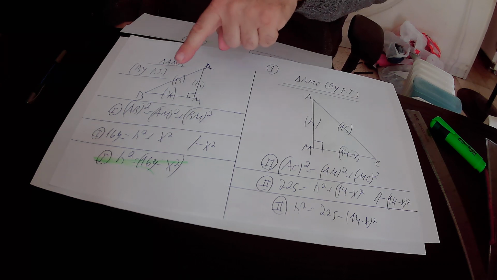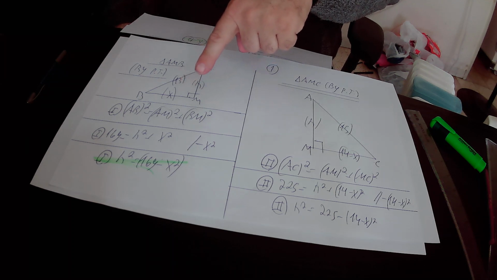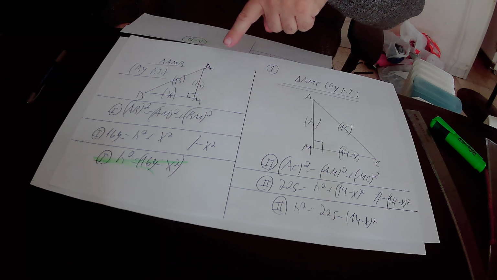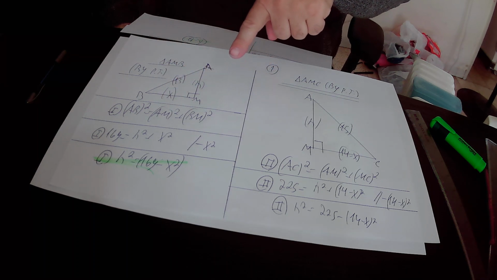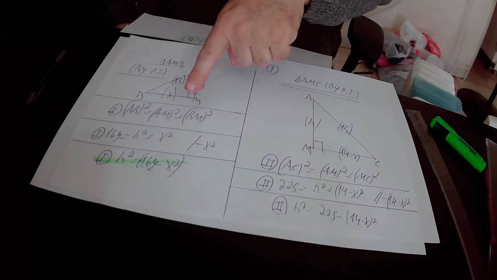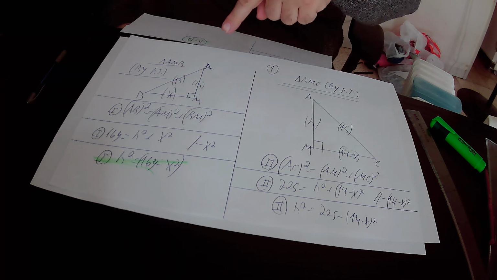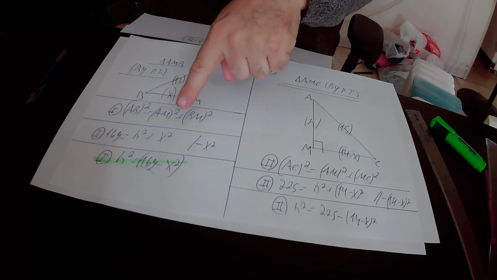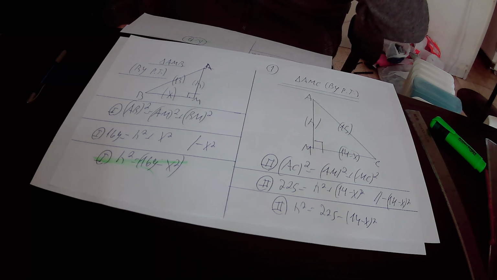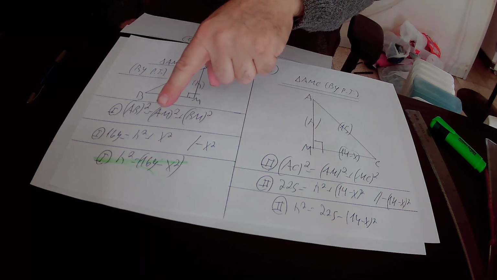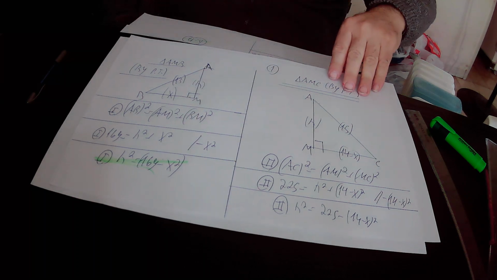AB is 13, therefore AB squared is 13 squared, that is 169, and it equals AM squared. AM is h, therefore AM squared is h squared, plus MB squared. MB is x, therefore MB squared is x squared. So in conclusion, according to equation number 1, 169 equals h squared plus x squared. Here we subtracted x squared from this equation, and finally found that according to equation number 1, h squared equals 169 minus x squared.